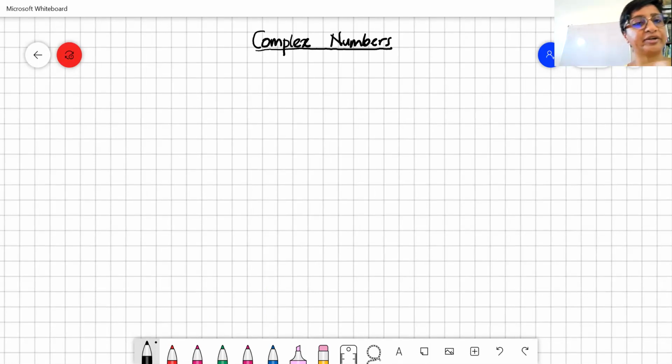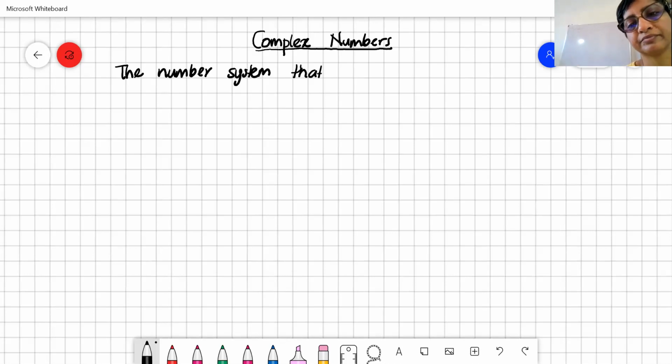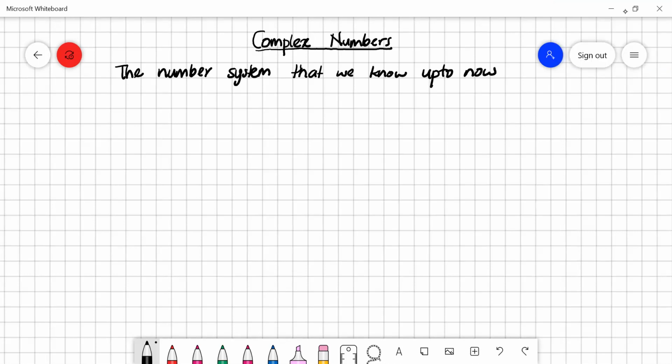Now let's write. I will dictate and I will write too. The number system that we know up to now is the real number line, in red. And I'm using capital letters. Real number line.